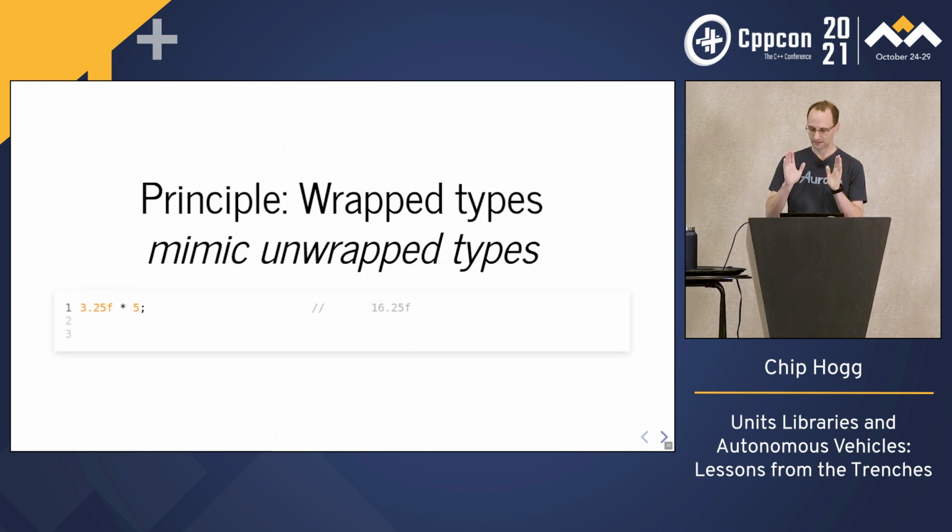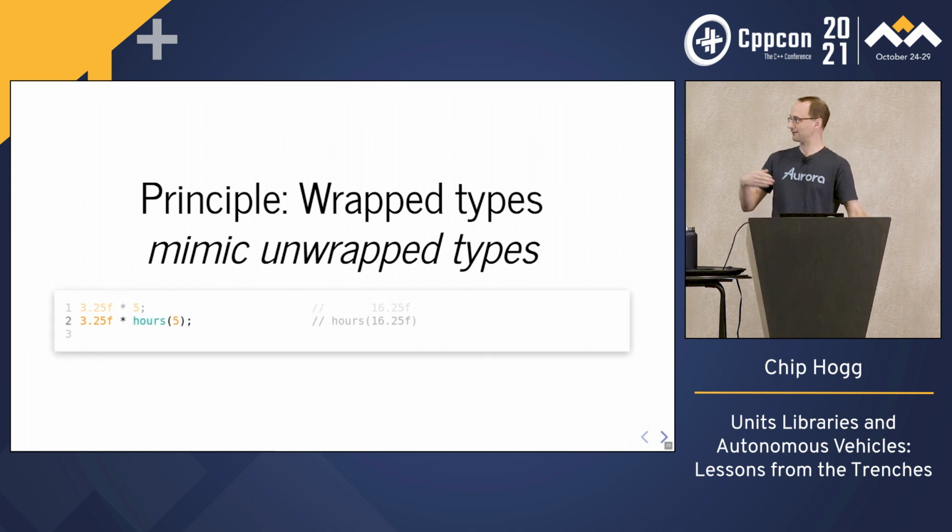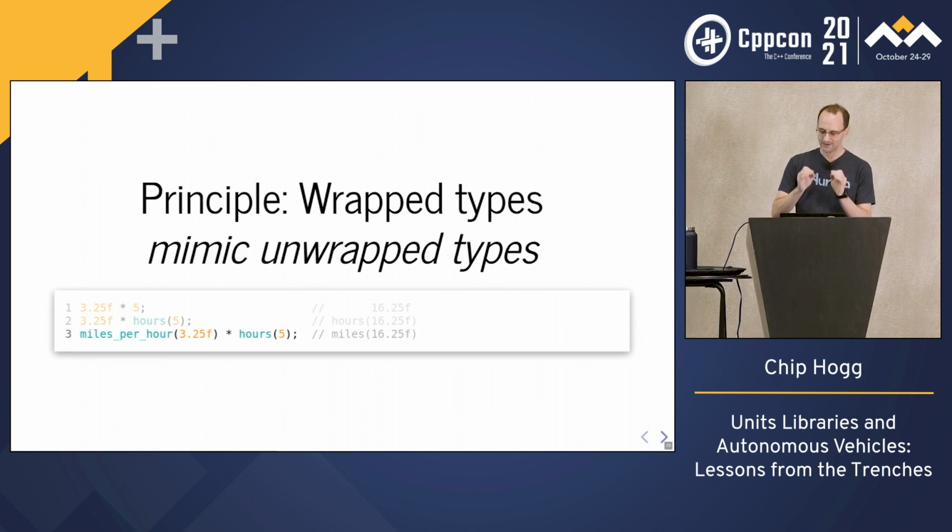Next up, wrapped types mimic unwrapped types. We want people to be able to leverage their well-honed C++ intuition. It's got to be easy to mix and match types for the rep. So we know that a float times an int is a float, for example. Well, if you have a float times a wrapped int, it should be a wrapped float with that same unit. And if both inputs are wrapped, the result should have the same rep as before, wrapped with the unit that results from the computation. The units should sit on top at build time and get out of the way at runtime.